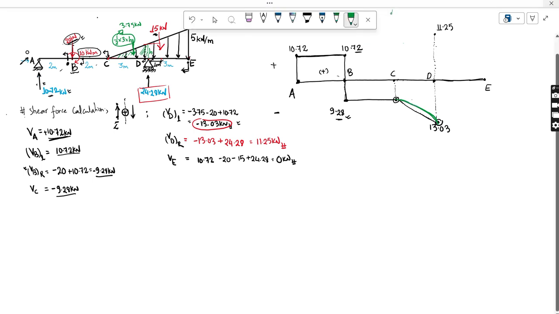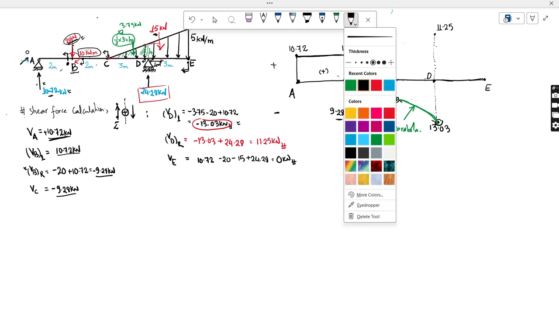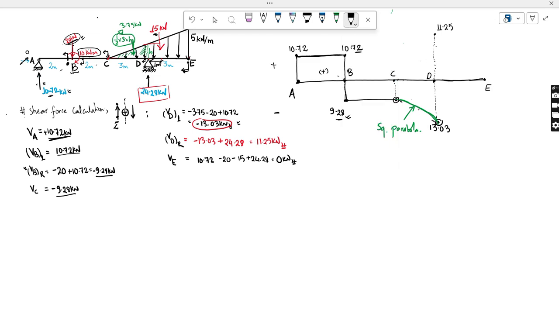Now, let me find my eraser. Okay, I found the eraser, I got it. So I have to rub this line. This is actually not right, it has to be a parabola. This line is parabolic, a square parabola. This will always be a square parabola in the case of a UVL for the shear force diagram. In case of uniformly varying load or triangular load, this curve has to be plotted as a square parabola.